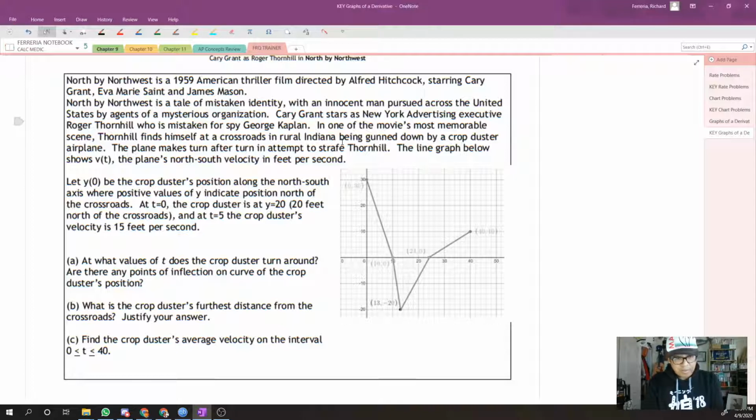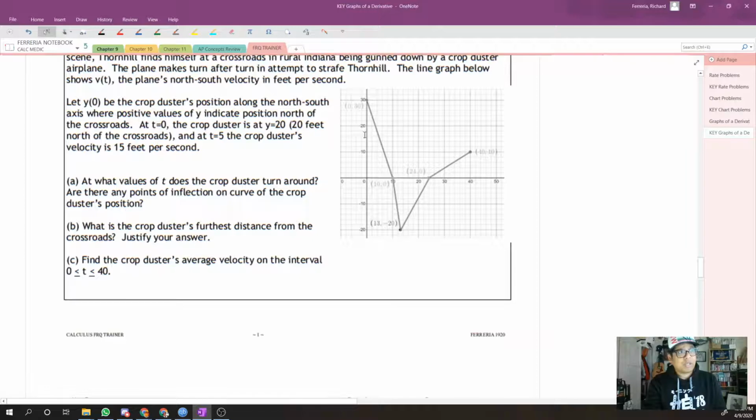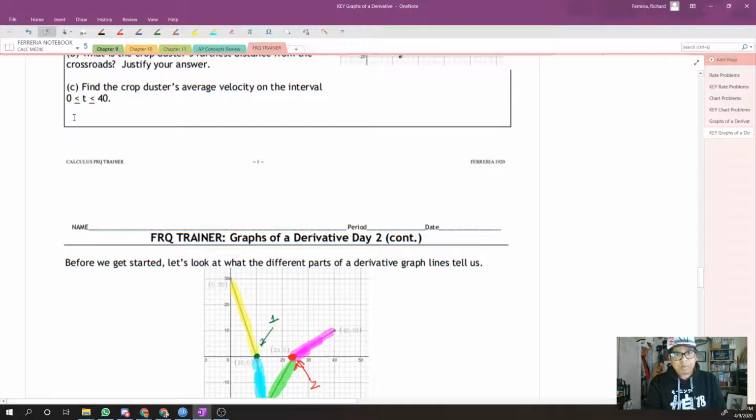Okay, so I see the word average there for letter C, and I know what that means in calculus. That's an integral expression. Furthest distance for letter B, that sounds an awful lot like we're going to be using a candidate test. We're trying to maximize the distance, of course. And here for letter A, something's going to turn around whenever its velocity changes from negative to positive or from positive to negative. So that's what we're going to be looking for.